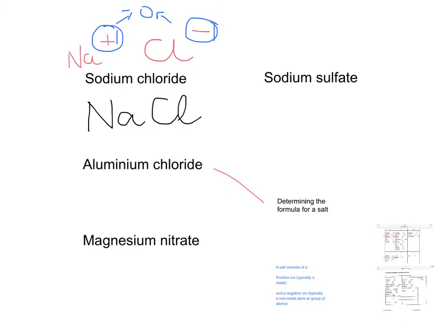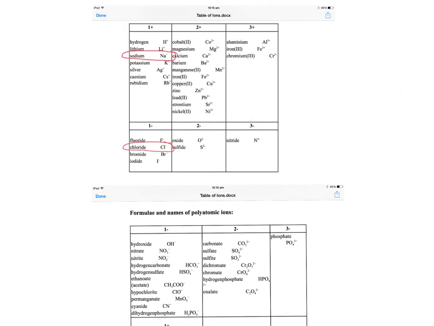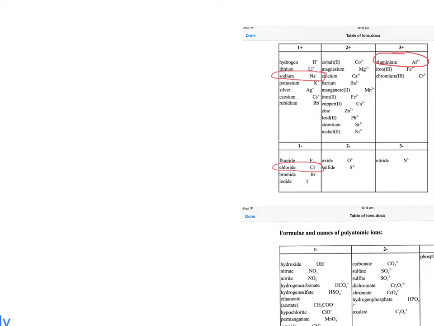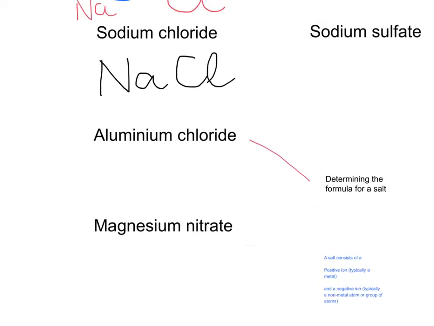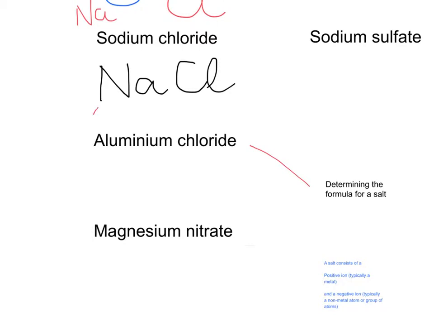Okay, if we do the same with aluminium chloride, I'll run through this a little bit quicker. Aluminium chloride: look at my table of ions and find aluminium. There's aluminium, Al3+, and if I go back, I'm looking for aluminium chloride. Chloride we already know from the previous example is Cl-, so Al3+ and Cl-. Now we need these again to add up to 0.